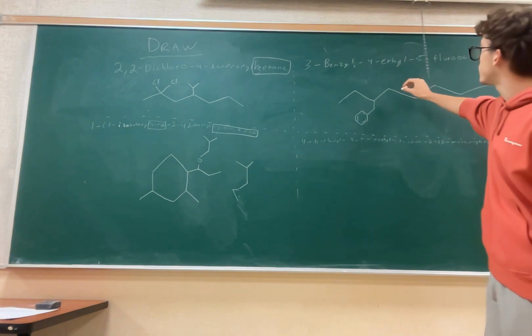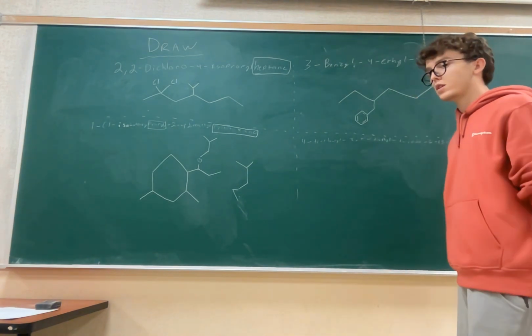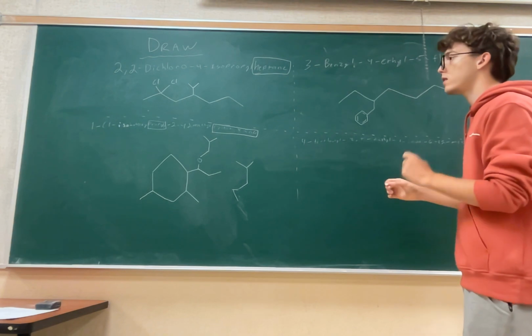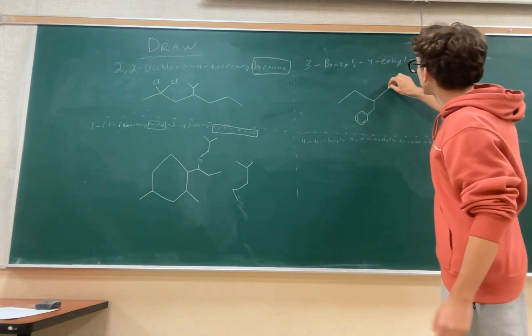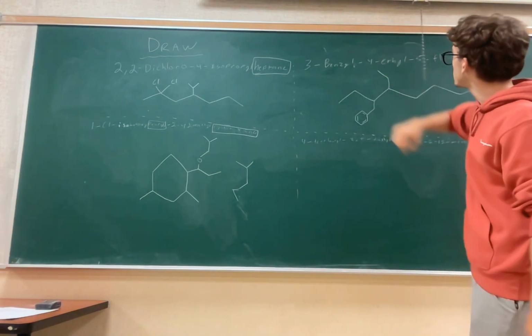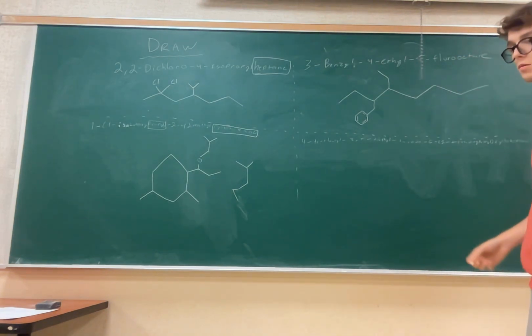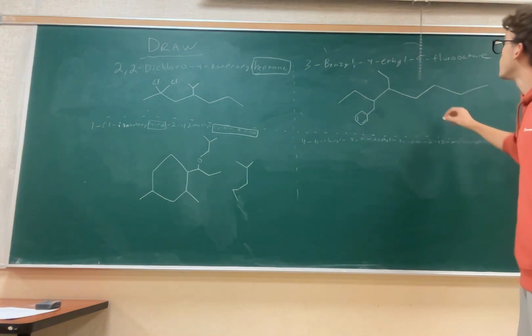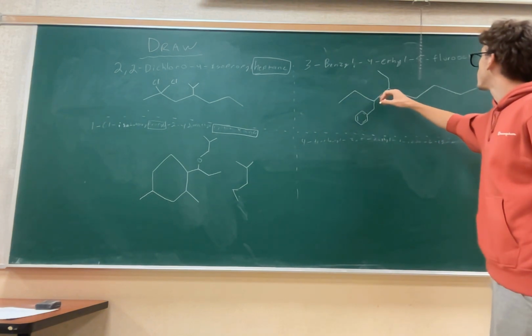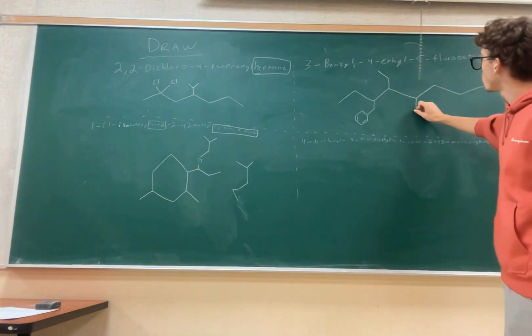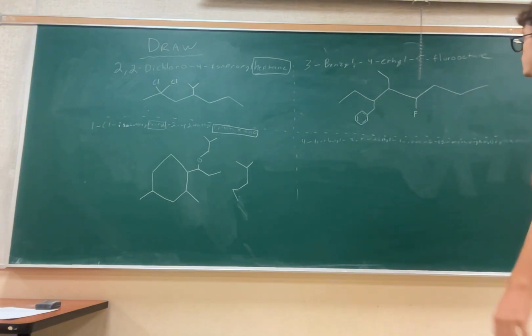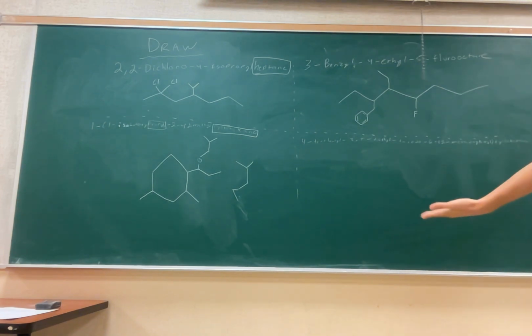At carbon 4, it says we have ethyl. Ethyl means 2 carbons, so just like that, 1, 2, 2 carbons. And at 5, it says we have fluoro, fluorine. So 1, 2, 3, 4, 5. Add that fluorine. That is 3-benzyl, 4-ethyl, 5-fluorooctane. Pretty simple. Now we have a crazy one.